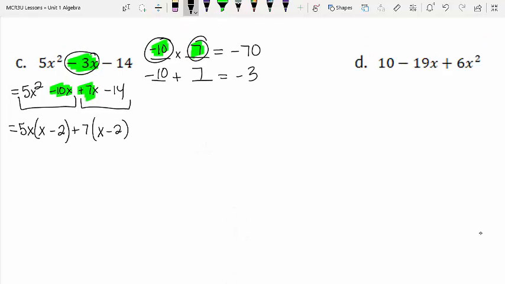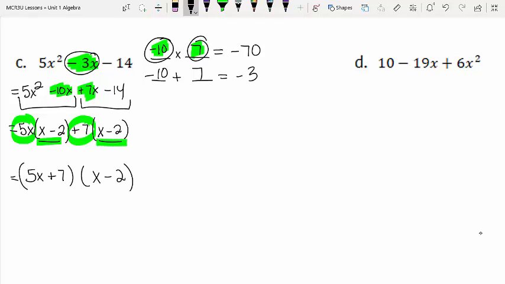Now, you can see that both are multiplied by x minus 2, so we can simplify this a little bit. Both the 5x and the plus 7 are being multiplied by x minus 2, so we can rewrite it like this. Because if you were to do FOIL, naturally the 5x would be multiplied by the x minus 2, and the 7 would be multiplied by the x minus 2. So these two lines are the same.